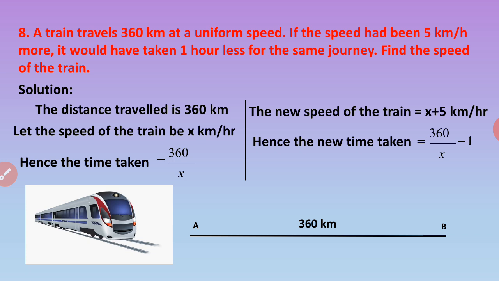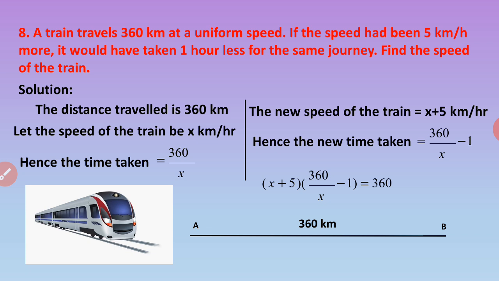The distance, in this case at least, is the same. There is no change in the destination. So we can use the fact that speed multiplied by time equals distance. So new speed multiplied by new time will give you the same distance, that is 360. So we multiply the new speed, that is x plus 5, and the new time, that is 360 upon x minus 1, and it will obviously be equal to 360. The rest is all mathematical.